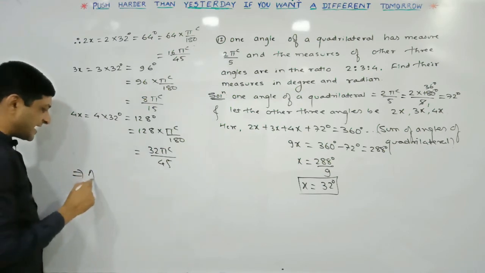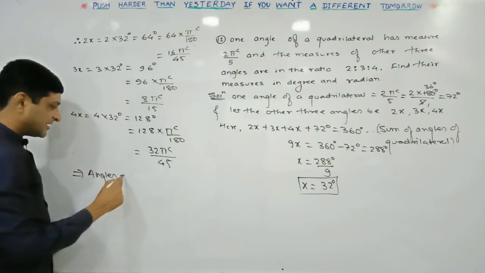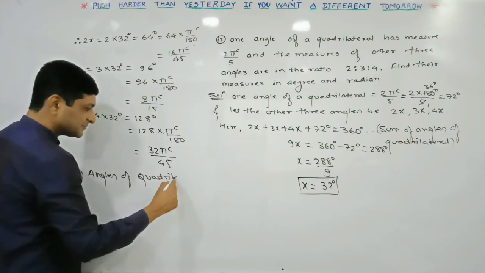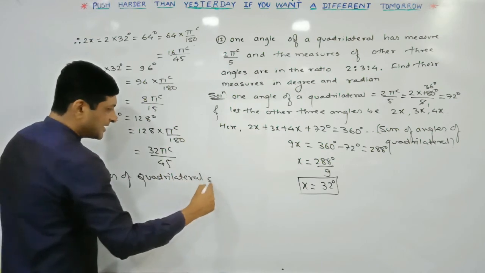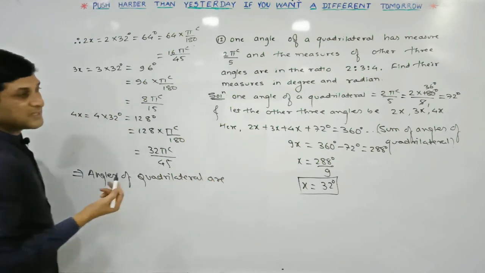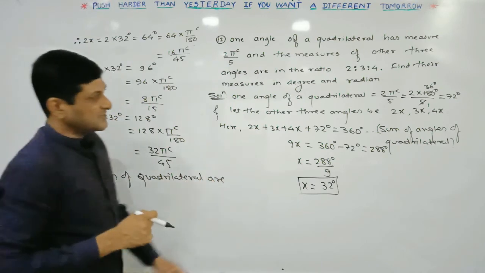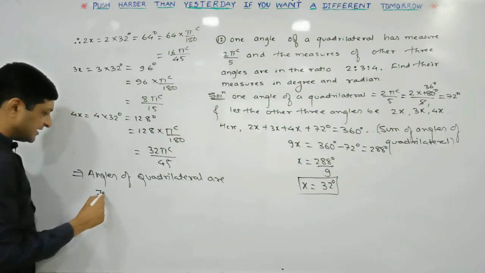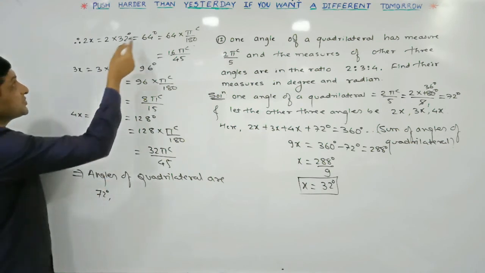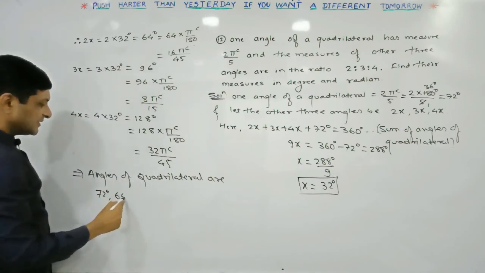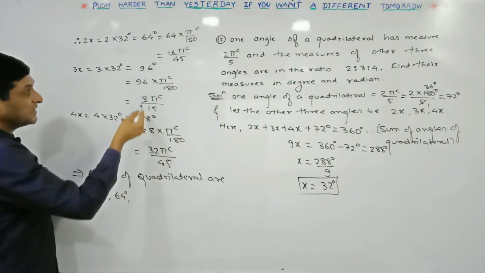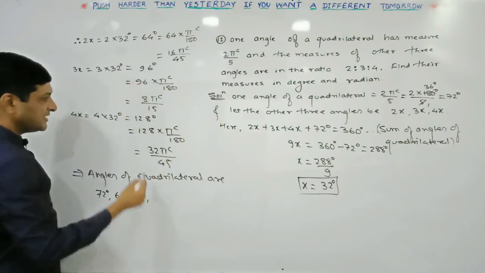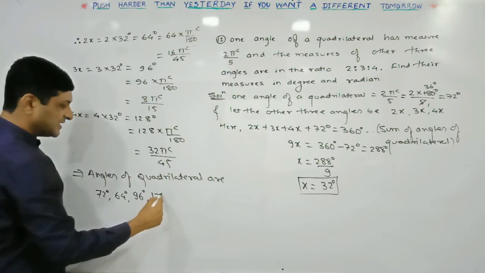So this implies that the angles of the quadrilateral are, first write the degree measure. The first angle is 72 degrees. The next angle is how much? 64 degrees. The third angle is how much? 96 degrees. And the last angle is 128 degrees.